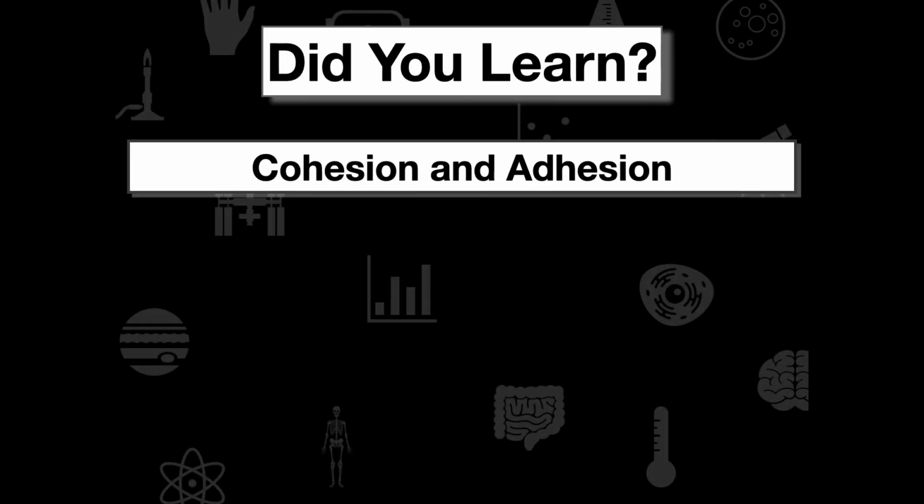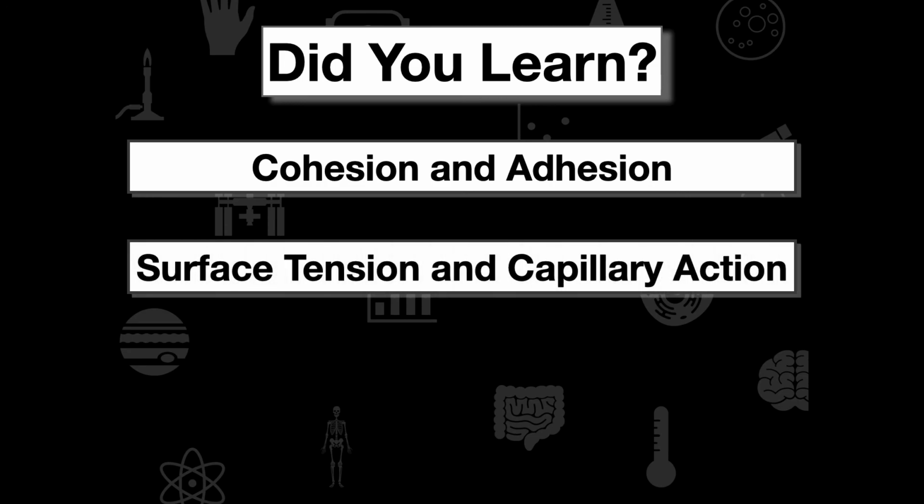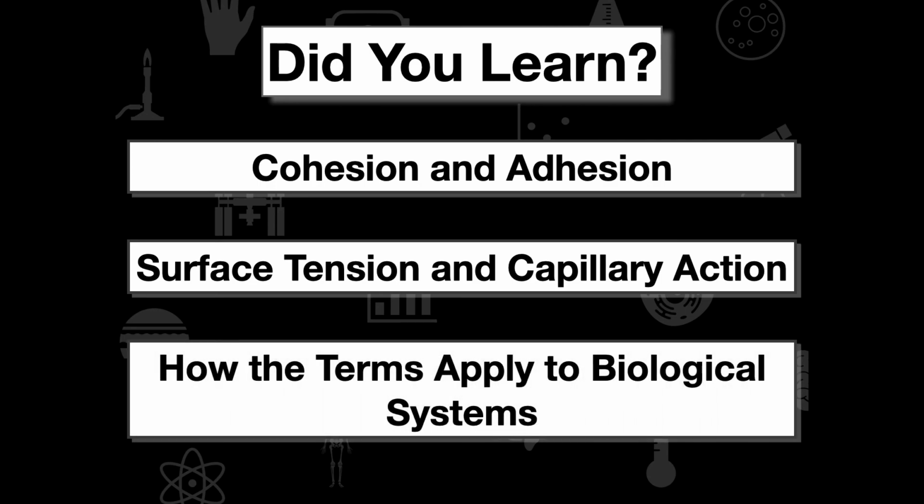There are a few things that we should have learned from this video. We should have learned what cohesion and adhesion are, and then the subsequent terms that occur from that: surface tension and capillary action. And lastly, what we need to be thinking about is how the terms apply to biological systems, how surface tension applies to organisms, and how capillary action applies to organisms as well.